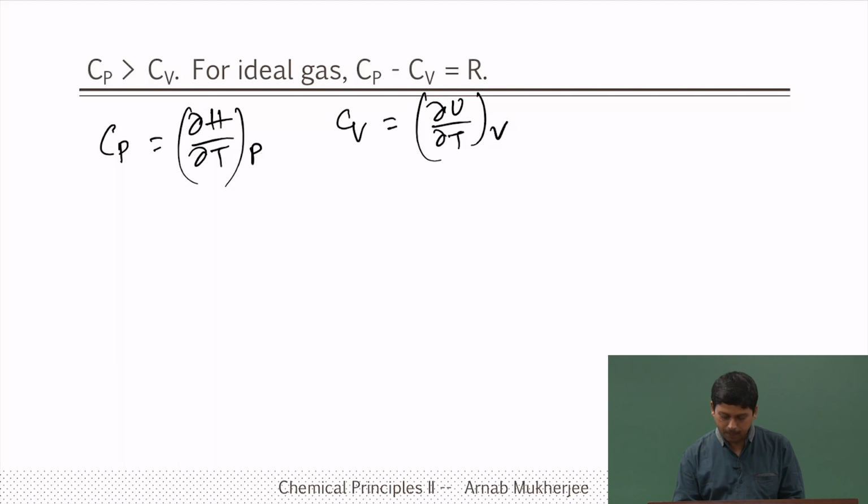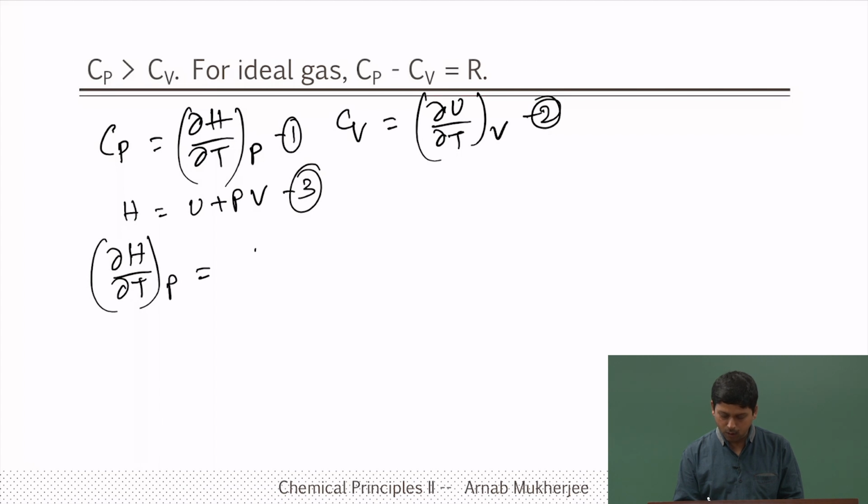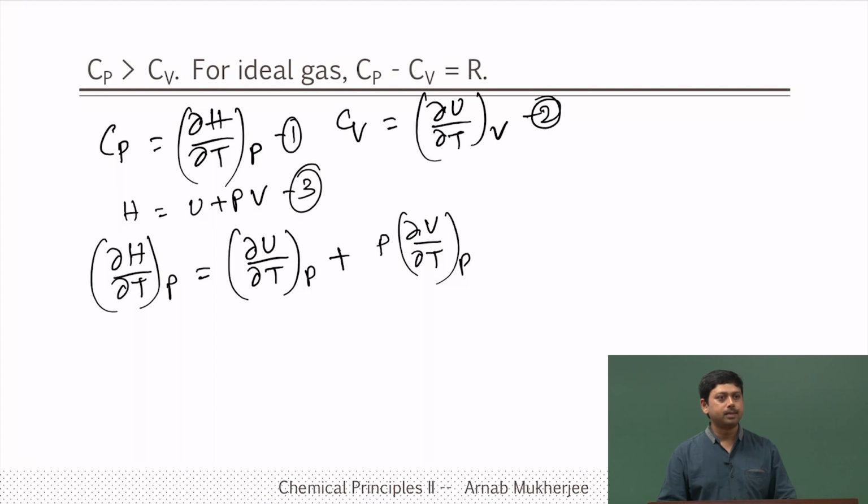Now, let us start with Cp. We know that H is U plus PV. Let us call these equation 1, equation 2 and equation 3. Then differentiating both sides of equation 3 with T, we get del H by del T at constant pressure equal to del U by del T at constant pressure plus, since P is constant because we are working at constant pressure, we do not have to do the product differentiation. We can just take P out and we get P times del V by del T at constant pressure. This step is fine.